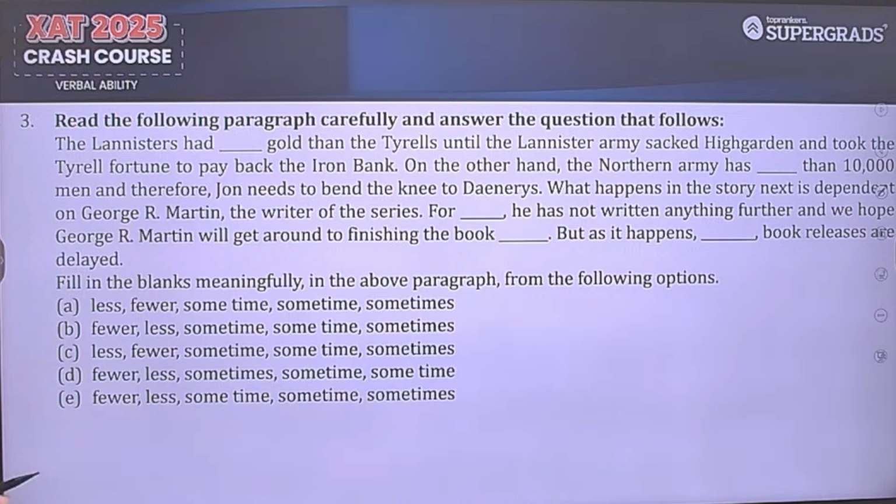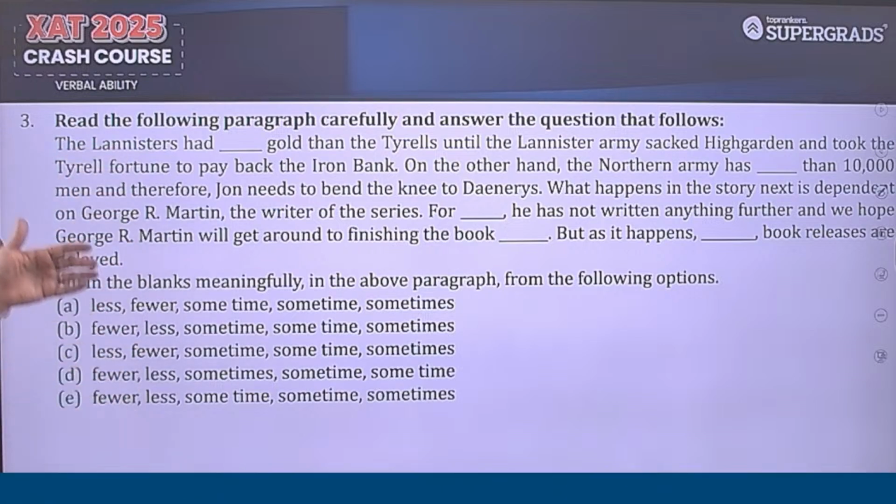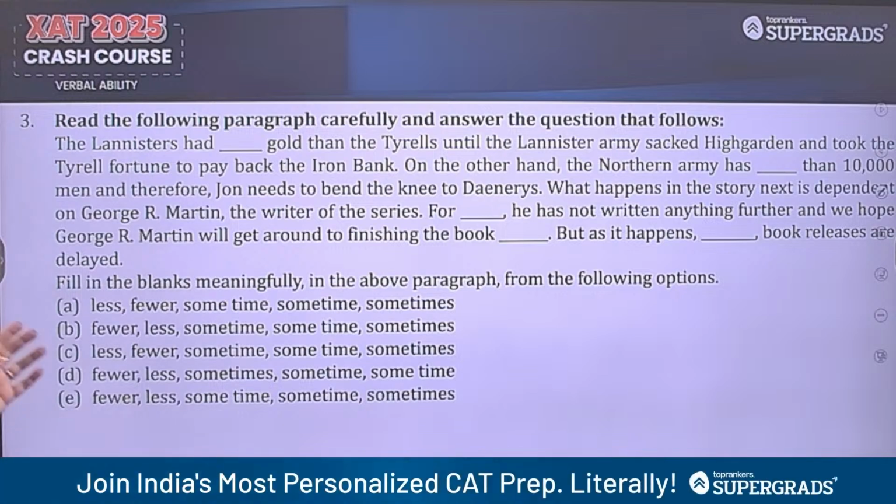Full stop. For dash, he has not written anything further, and we hope George R. Martin will get around to finishing the book dash. Full stop. But as it happens, comma, dash, comma, book releases are delayed. Now we have to use these words from the given options meaningfully in this paragraph so that the sentence becomes completely clear.